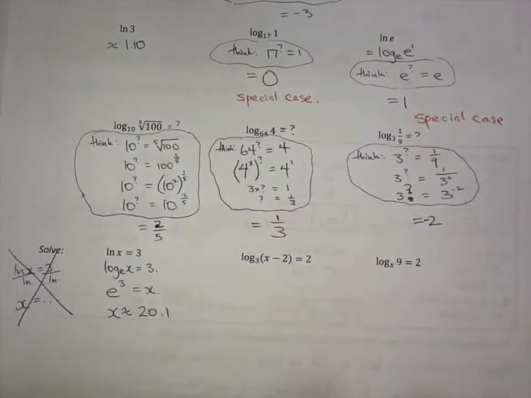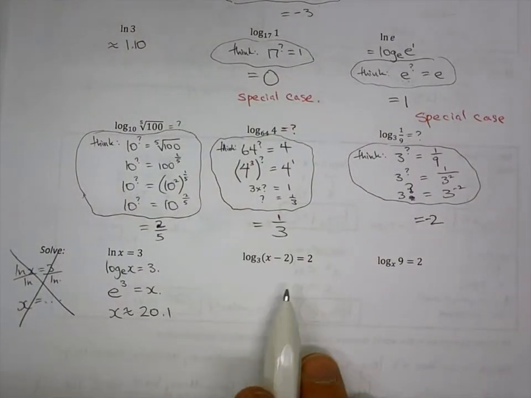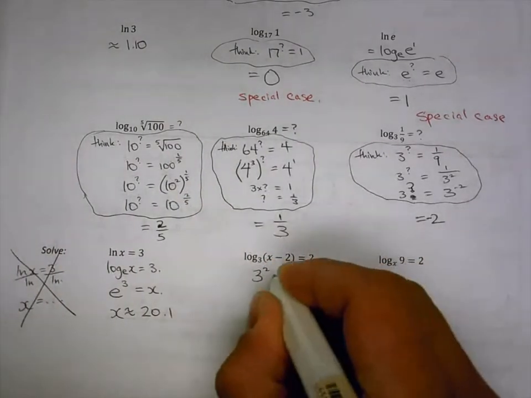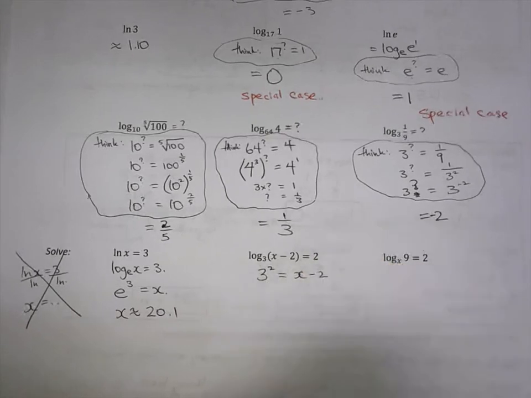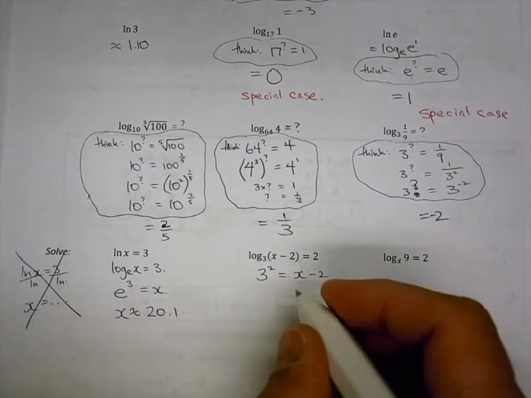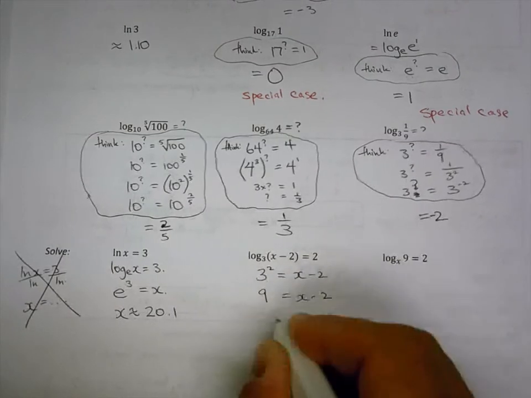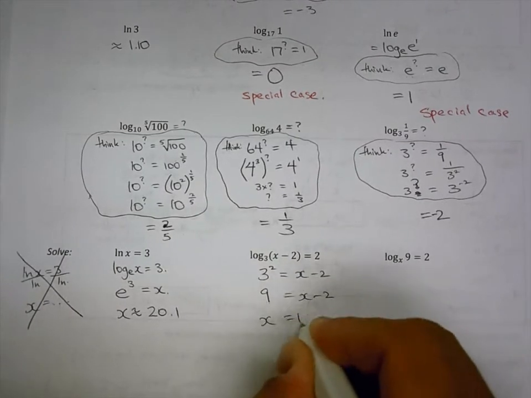Look at this question. Again, there's a tendency to want to do BEDMAS stuff. This is grade 12 material. We're not doing BEDMAS. We have to rewrite this logarithm as an exponent. So 3 to the power of 2 equals x minus 2. It's so satisfying now. 3 squared is 9, so x is equal to 11.